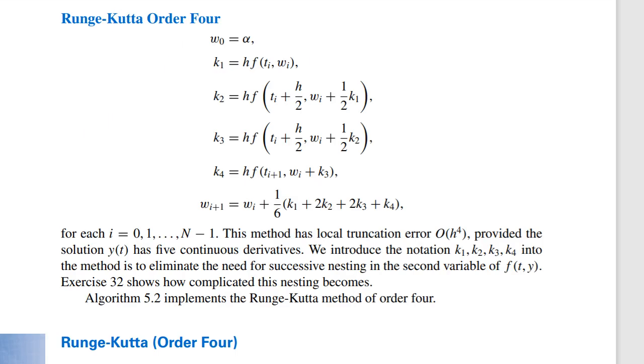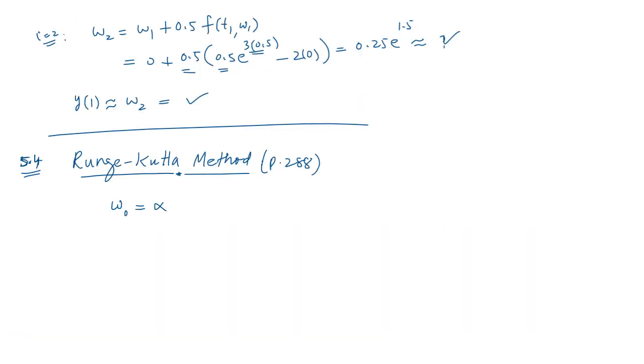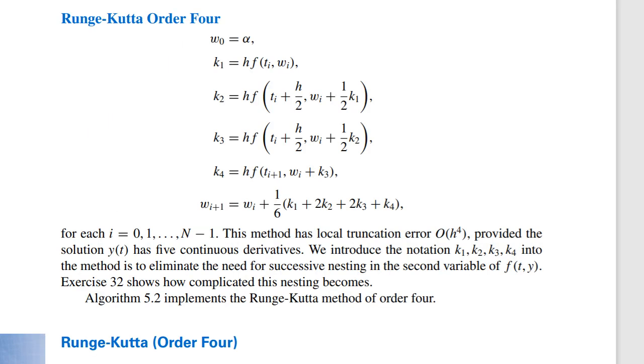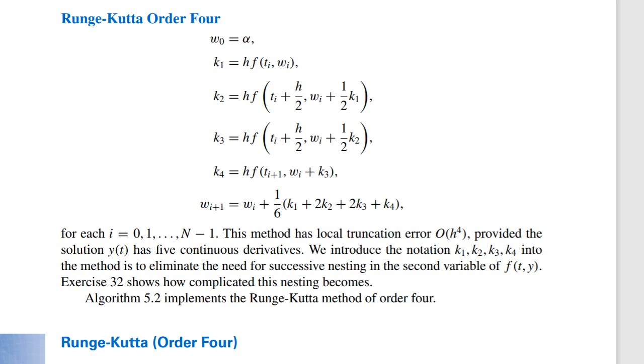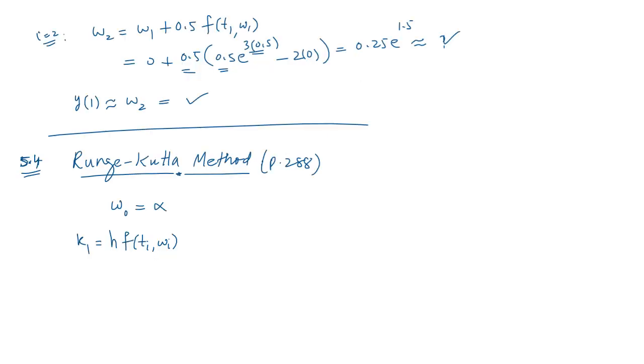Now W1 has a very big formula. So instead of that, they split it. Instead of going straight to W1, let's find these things. K1 is your h times the function value at ti, wi. Okay, and then your next 2 points are given at the midpoints.